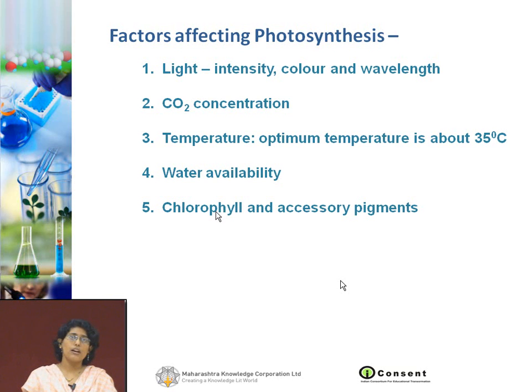So among chlorophylls also, chlorophyll A is of great importance for photosynthesis, and along with the chlorophyll, accessory pigments like carotenoids and anthocyanins carry out photosynthesis.